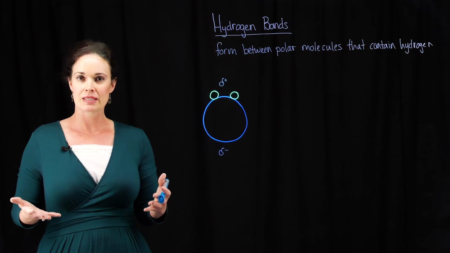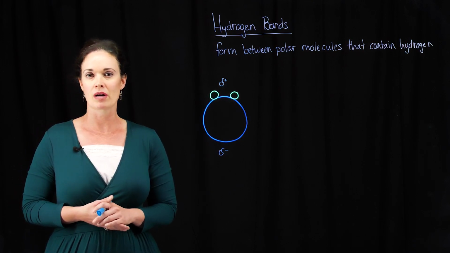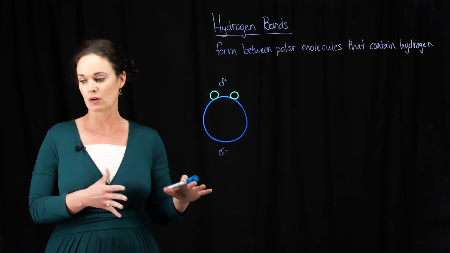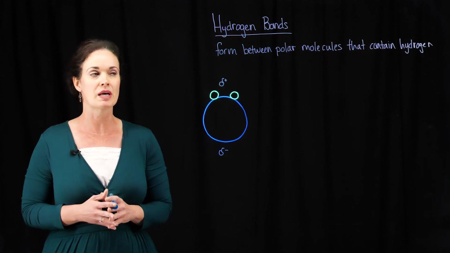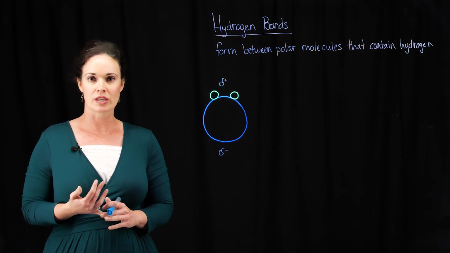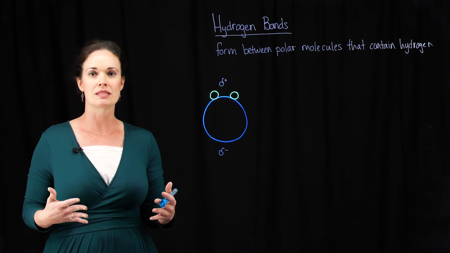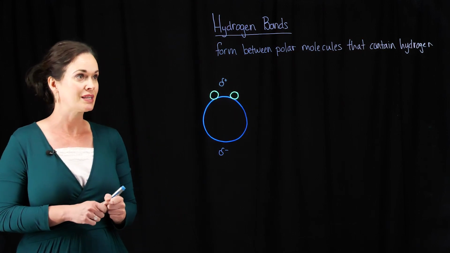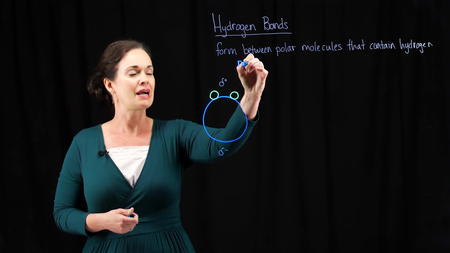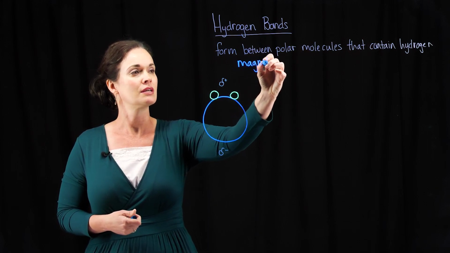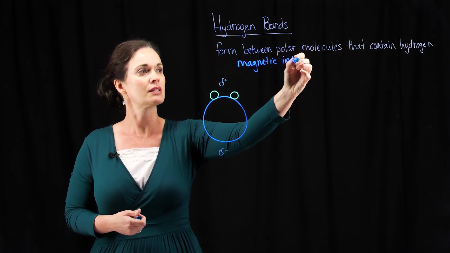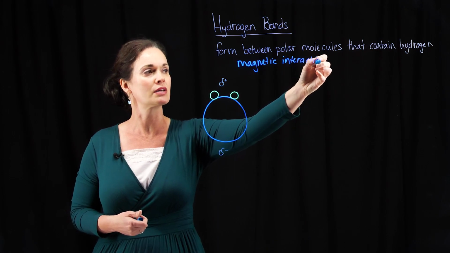One of the things that I want to say about hydrogen bonds that sets them apart from an ionic bond or a covalent bond or a polar covalent bond is that there is no exchanging, no sharing of electrons in this type of bond. What it actually is is a magnetic interaction that's happening between these polar molecules.